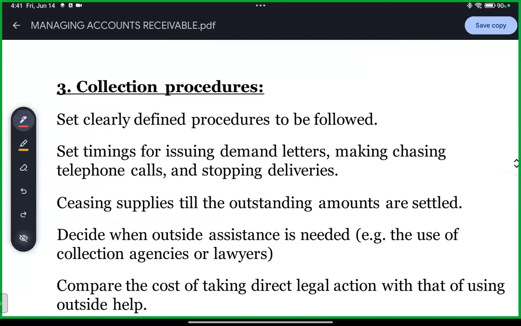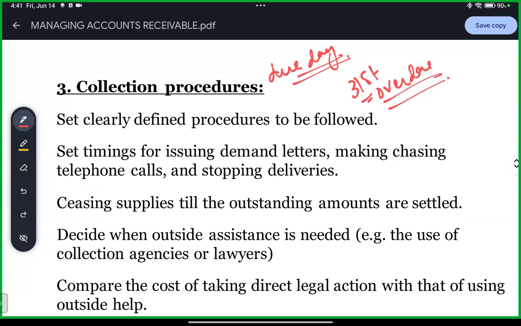Third point is, so you have given the credit sale. Now the next one is the collection stage. So you have given them a credit period, let's say 30 days. So for 30 days, you will not be bothering them. But on the 30th day, that becomes the due day, you expect them to make the payment, or they're supposed to make the payment before 30 days or on the 30th day. On the 31st day, the balance is overdue. The due date has been exceeded.